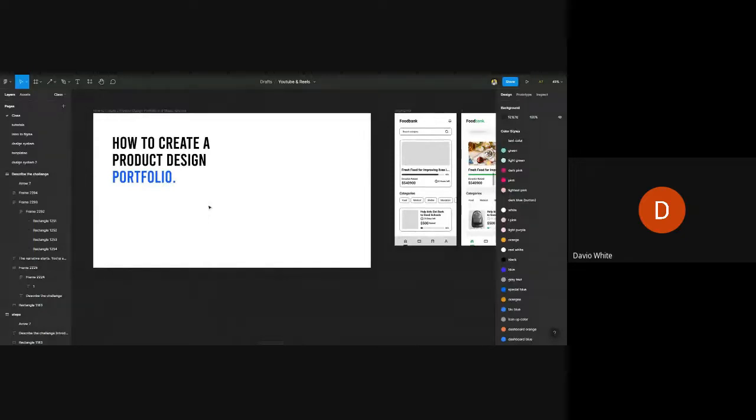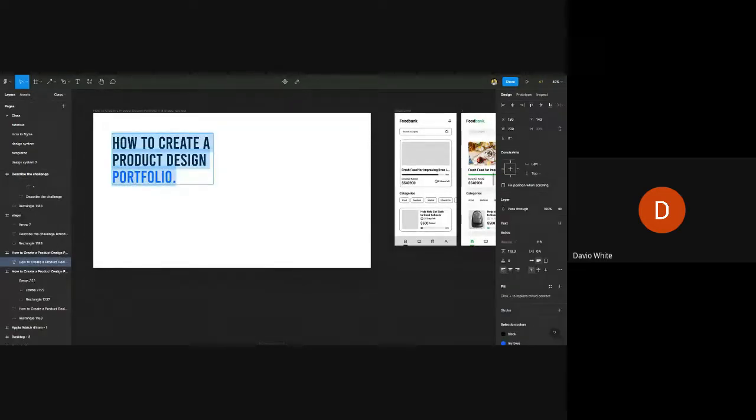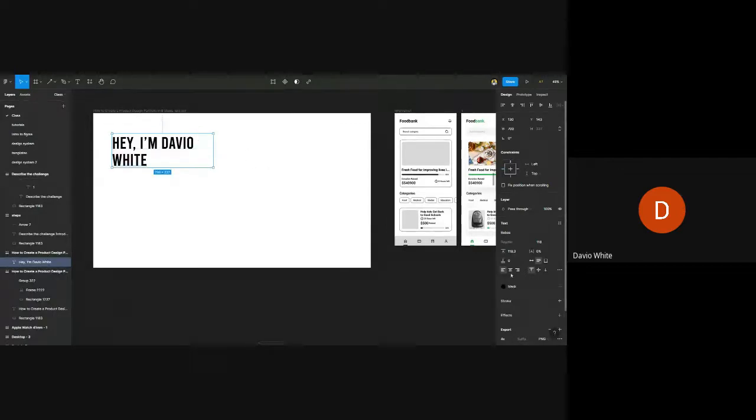The first thing I like to do, if this was my portfolio, because I don't actually have a very standard portfolio at the moment, is start with my name. Davio White. Sorry, I didn't prepare this text. So I'm going to change my font. I'm using Roboto, and I'm going to place this at about, let's do 64.